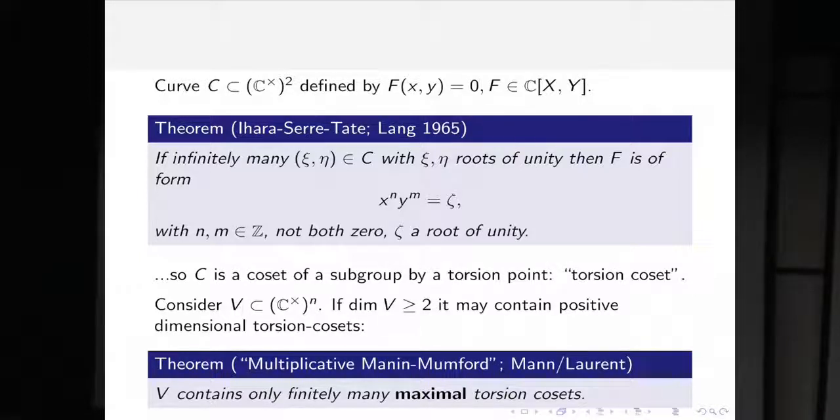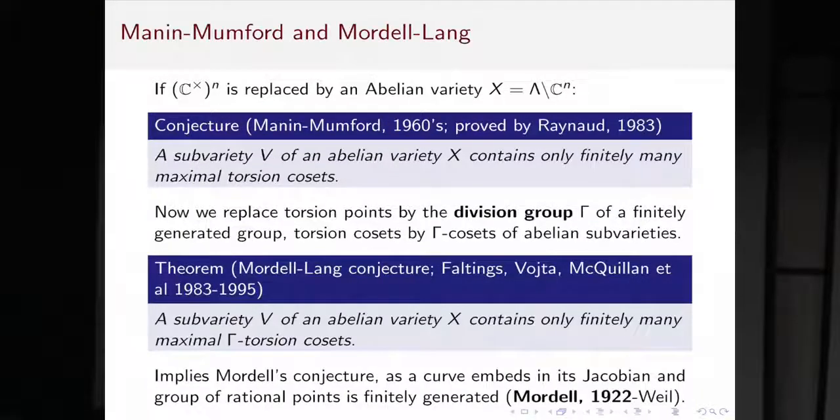And if you take the higher dimensional version of that, so-called multiplicative Manin-Mumford, which became a theorem of Lang and Laurent, and if you replace C cross to the n by an abelian variety, then you get the Manin-Mumford conjecture, as it was originally formulated and proved by Raynaud. And of course, this became part of the Mordell-Lang, proved by Faltings, and then gradually in more general versions. So this is all implied by CIT in the semi-abelian version. But CIT goes much further.